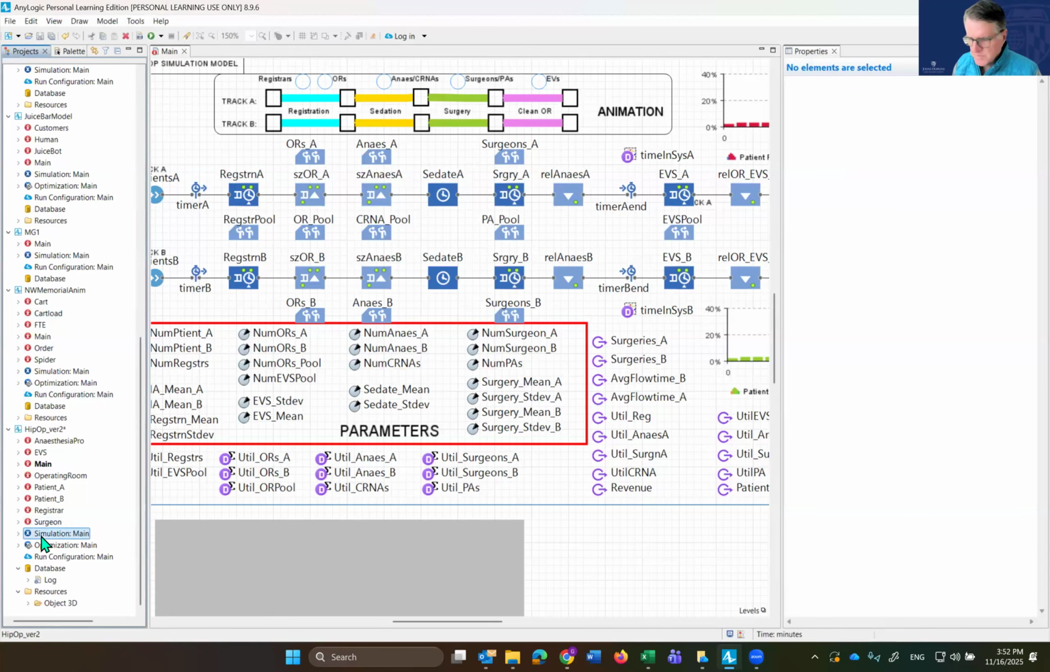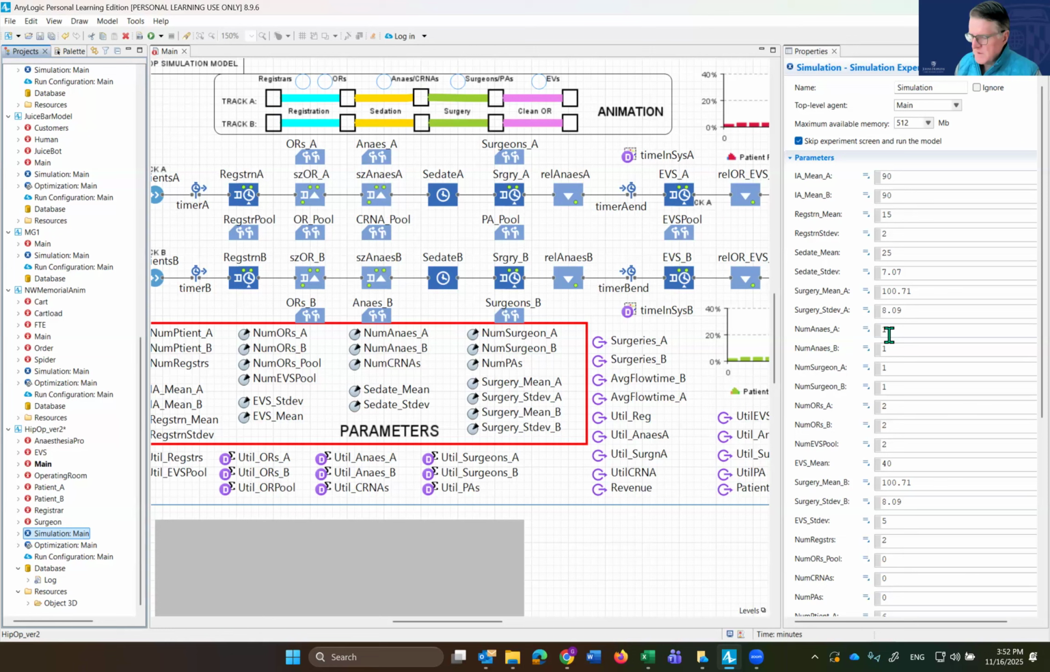So we have one dedicated anesthesiologist in each track, one dedicated surgeon in each track, two dedicated ORs in each track, no CRNAs, no PAs, and we're scheduling 6 patients a day. We're going to run this.